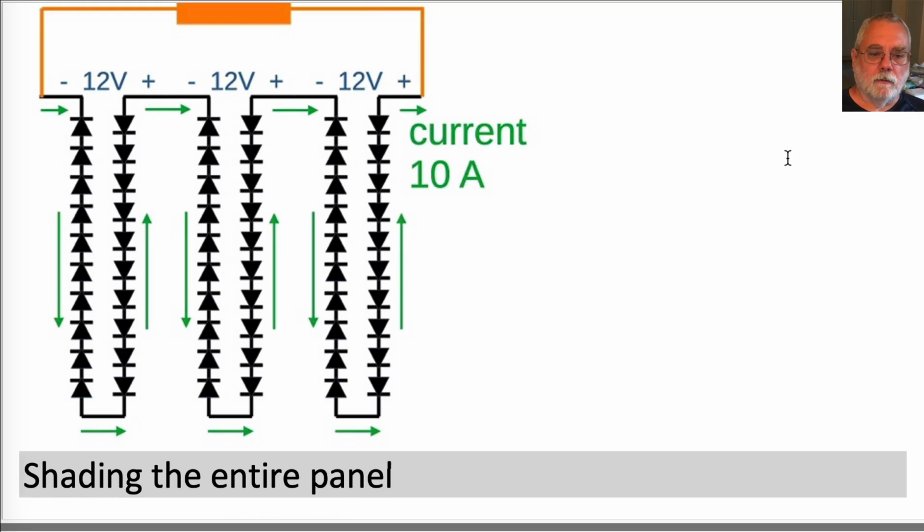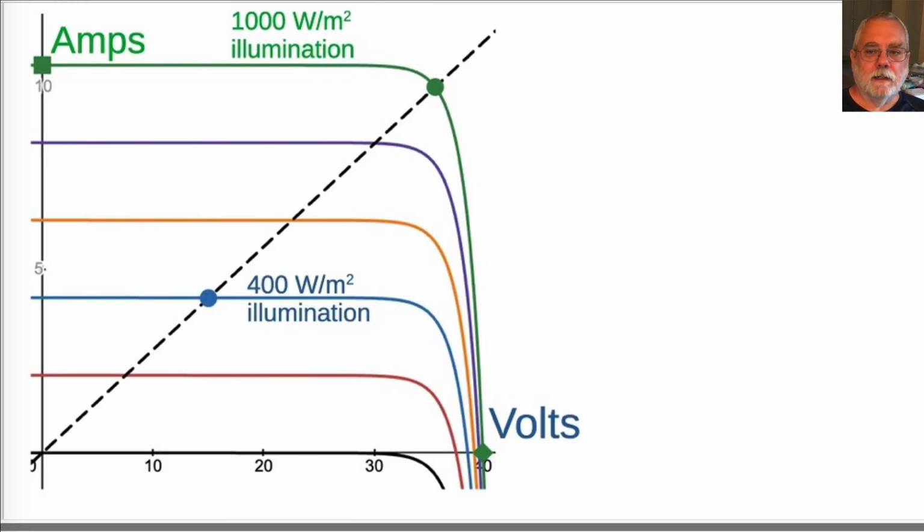Shading the entire panel. Now, suppose that a cloud reduces the illumination to 40%, 400 watts per square meter, for all the solar cells, the blue curve. For a fixed 3.6 ohm load resistance, the black dotted line, the solar panel will source at the blue dot: 4.24 amps, 15.3 volts, and 64.7 watts.